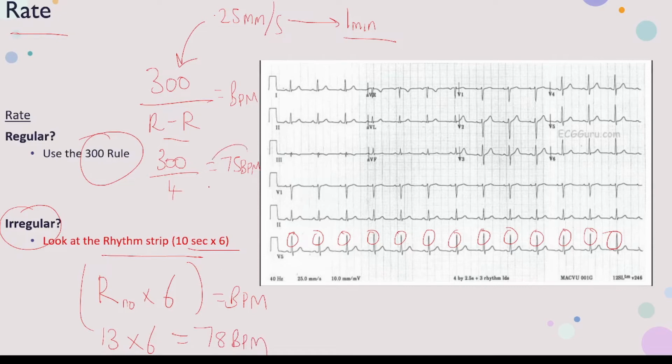Okay, so as you can see, regardless of whether it's the 300 rule or the rhythm strip, generally you get the same answer. So this is important. If you have an irregular rhythm, you have to do this rhythm strip rule. However, if you have a regular rhythm, you can choose either the 300 rule or the rhythm strip rule. It depends on what you prefer.